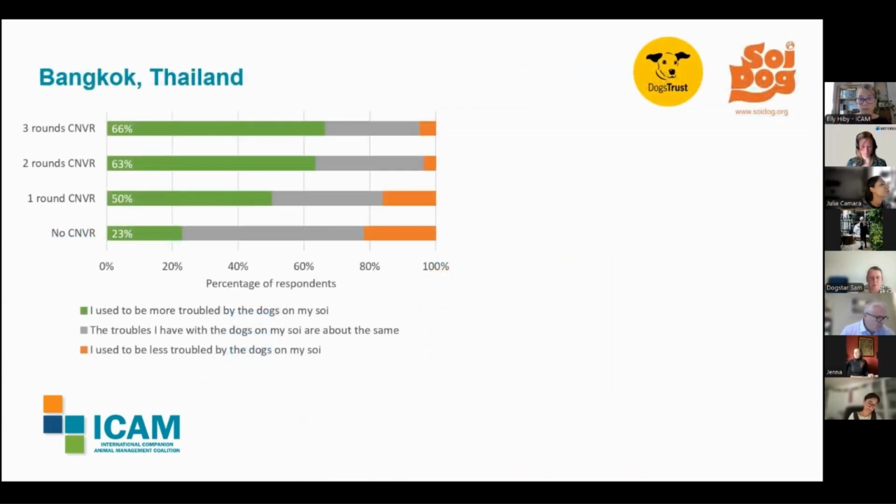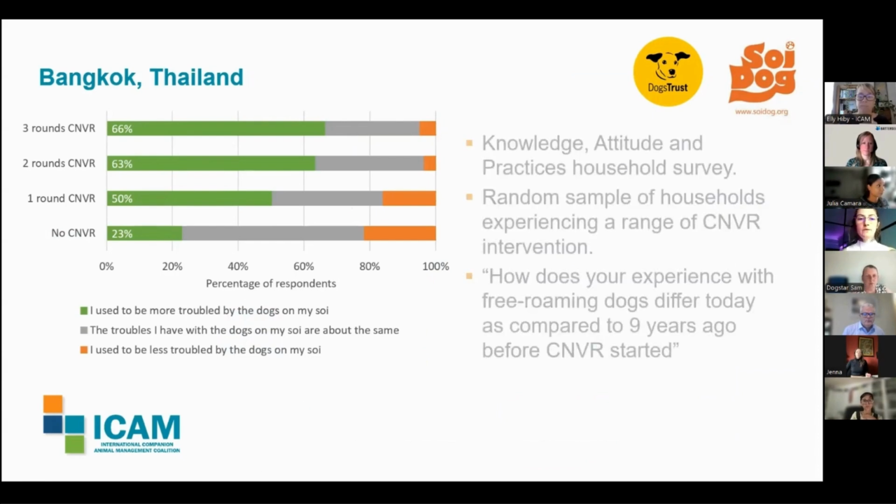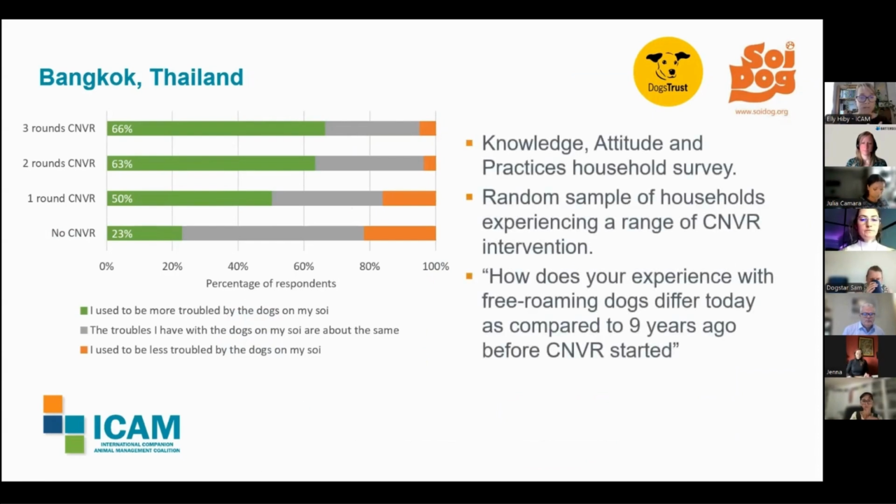So on to another example of data now, this time data collected from the public. So evidence of a reduction in dog density from our street surveys can be really important for securing government support. But an additional step is exploring whether this change is meaningful for citizens, which can be even more influential for elected officials. So Soy Dog ran a household questionnaire last year where they approached a random sample of households.